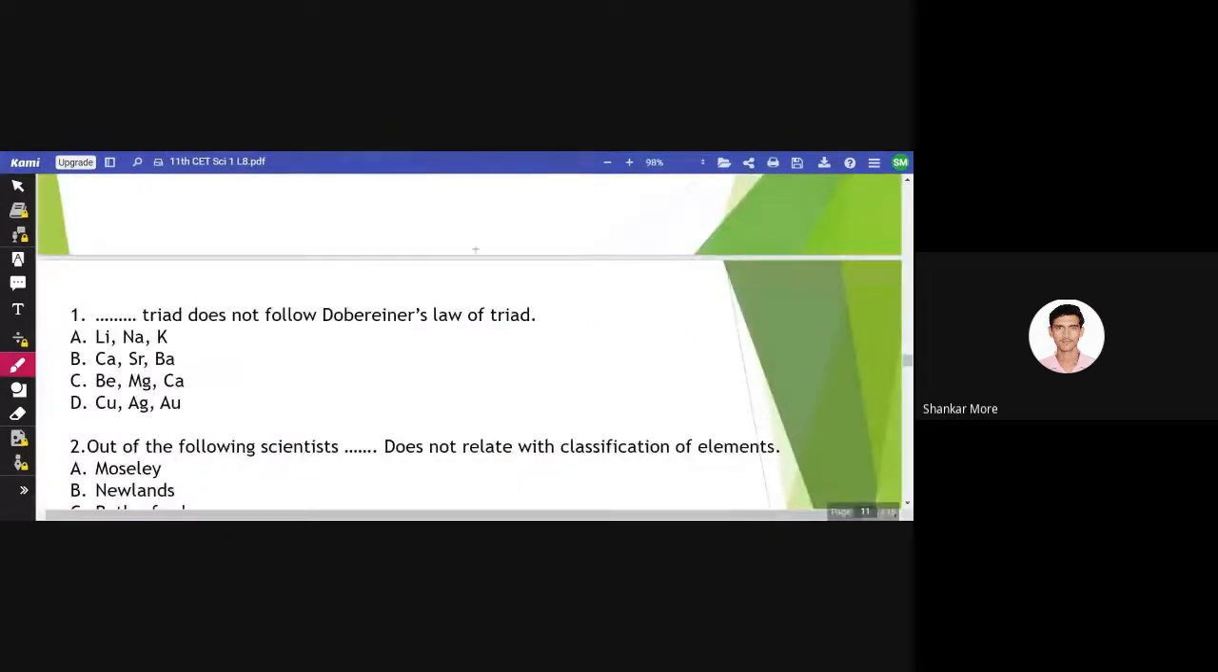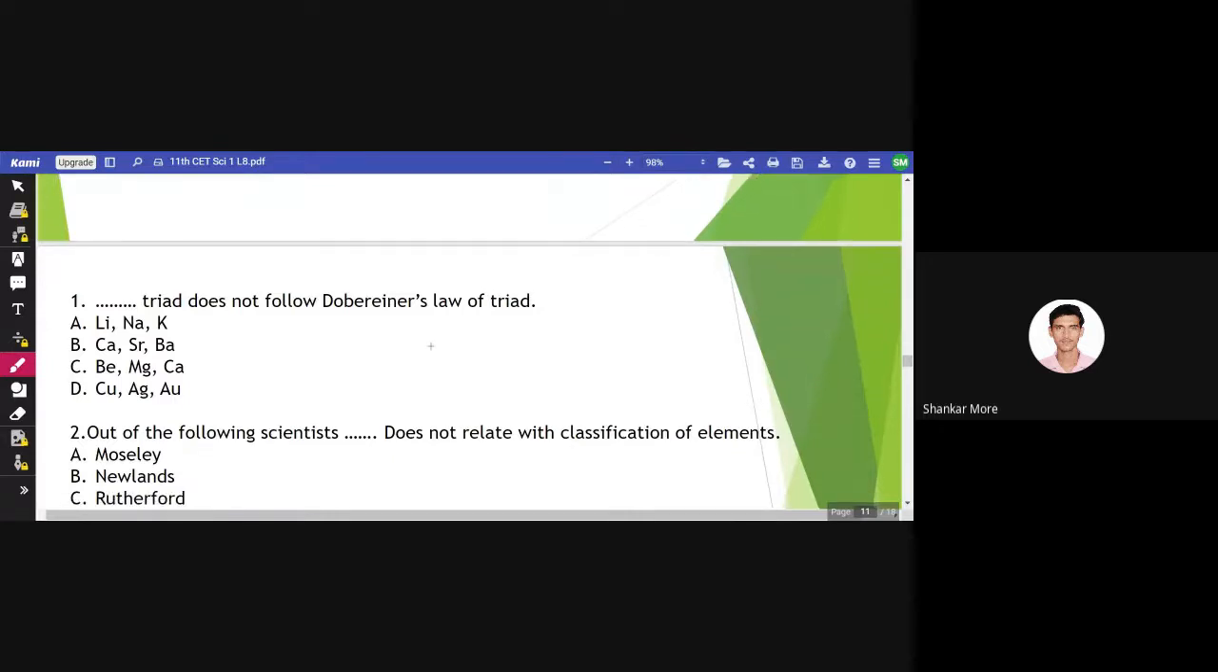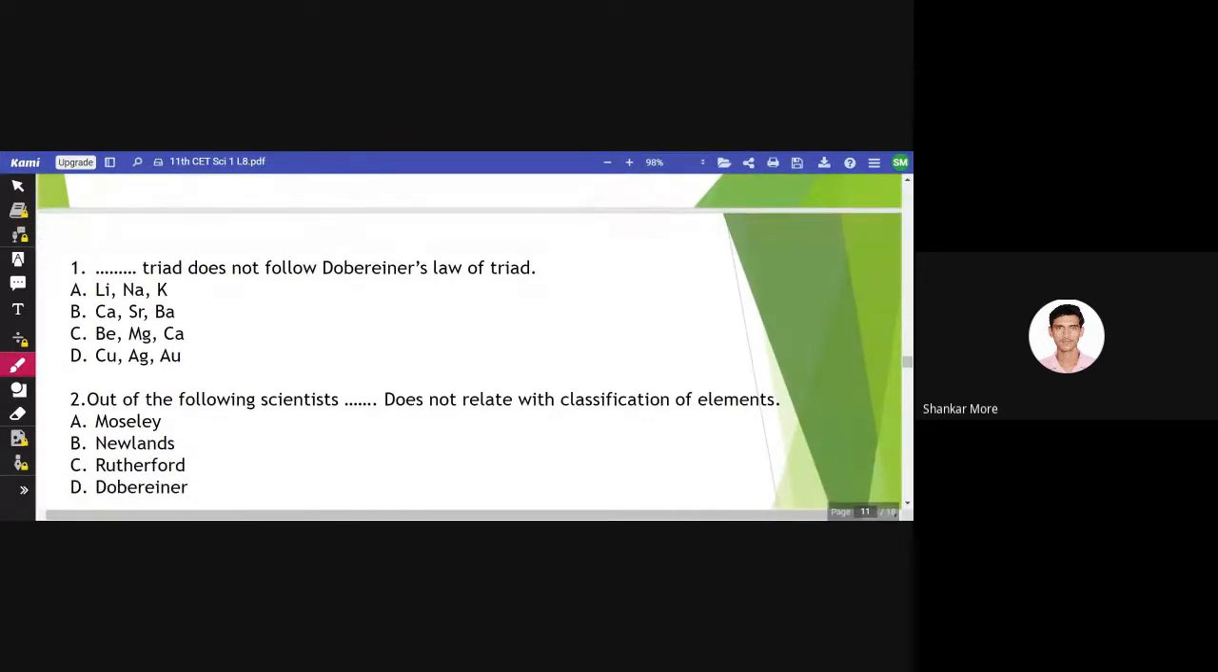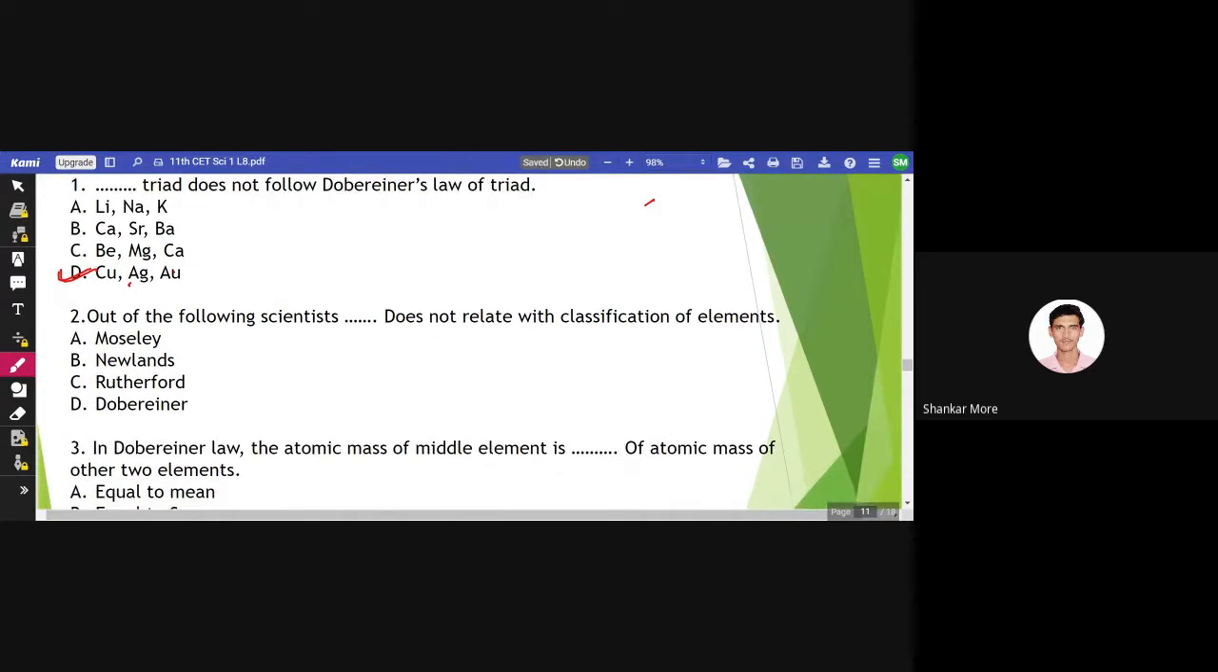Okay, so please don't be sorry and all that. किसी को भी sorry बोलने की जरूरत नहीं है. It's okay if the answer is incorrect, but it is not okay if you don't answer at all. So option D is the correct one. Copper, Ag, and Au. Right. Question second. Out of the following scientists, dash dash is not related with classification of elements.